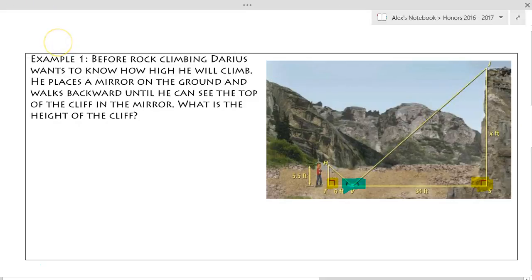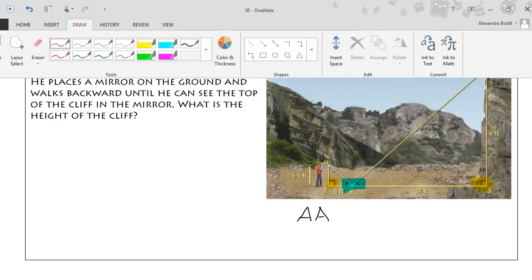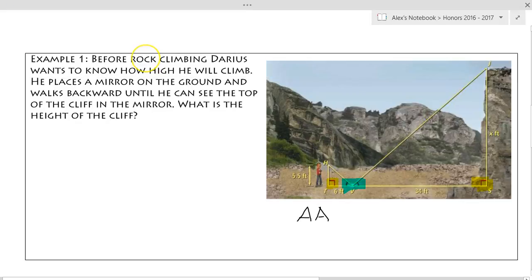Now I know these two triangles are similar by angle, angle similarity. Okay? So now I can feel very confident in moving on with this problem. So what I'm going to do is set up a proportion to solve this. We have the height of our guy here and the height of the cliff over here, and how far he is from the mirror and how far the mirror is from the cliff.